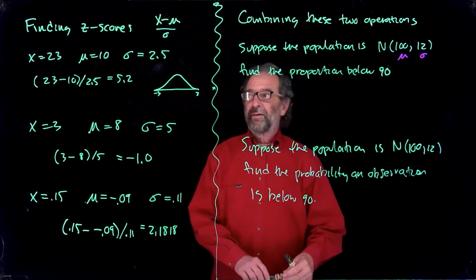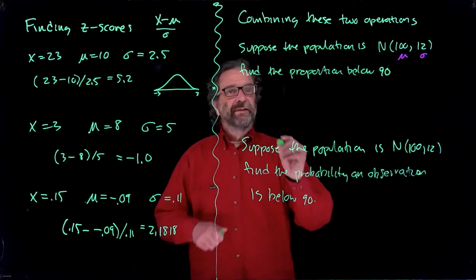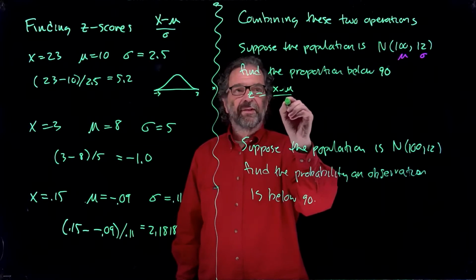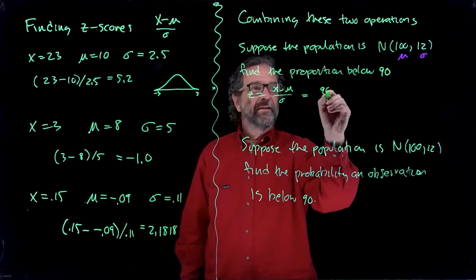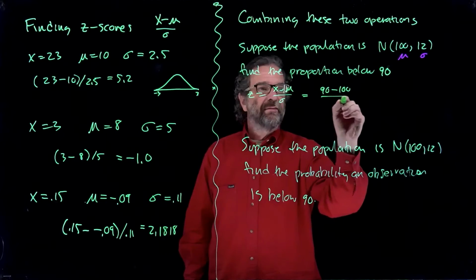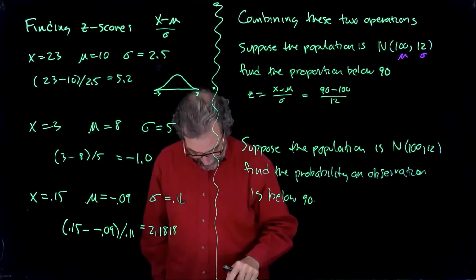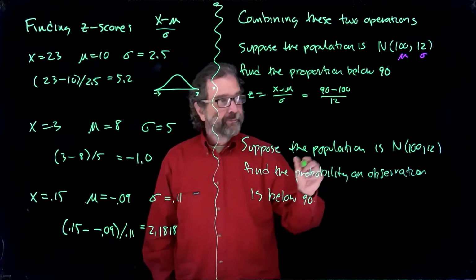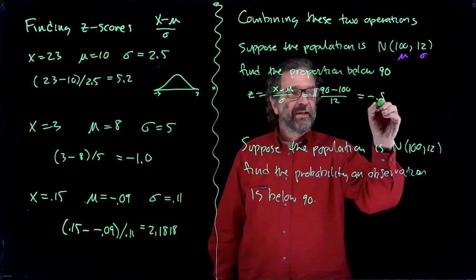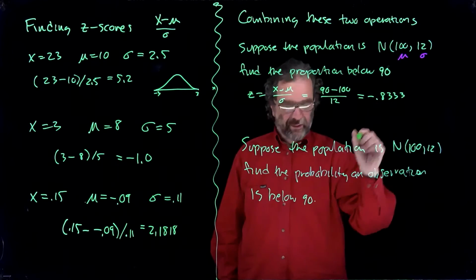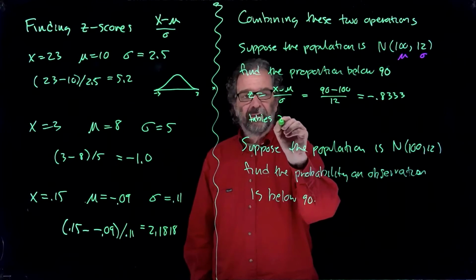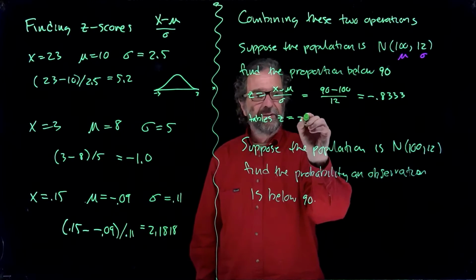So I'm going to compute a z value. Z is x minus mu over sigma. X is 90 minus 100 over 12. And so I do parentheses 90 minus 100, close it, divided by 12. Minus 0.833, like that. So then I go to the tables. Z is minus 0.83. I can only use two places.